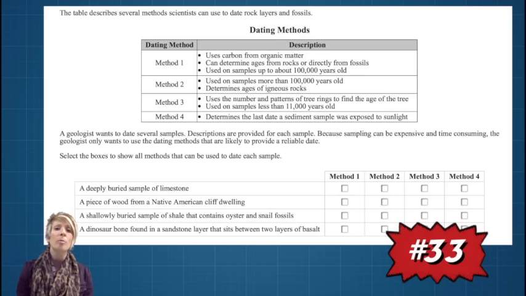So, you're going to determine which methods we can use for, first one, a deeply buried sample of limestone. Which methods could we use to date that? The next one, a piece of wood from a Native American cliff dwelling. The next one, a shallowly buried sample of shale that contains oyster and snail fossils. And then lastly, a dinosaur bone found in a sandstone layer that sits between two layers of basalt. Now I'm going to give you a clue. Basalt is an igneous rock. Okay? So knowing that, what would be the methods that you would use in order to date these four rock layers?